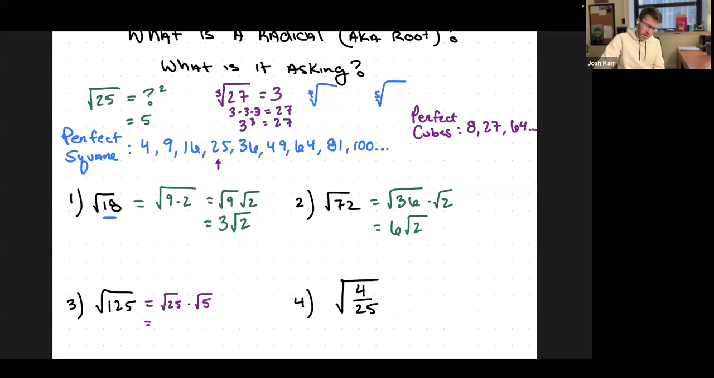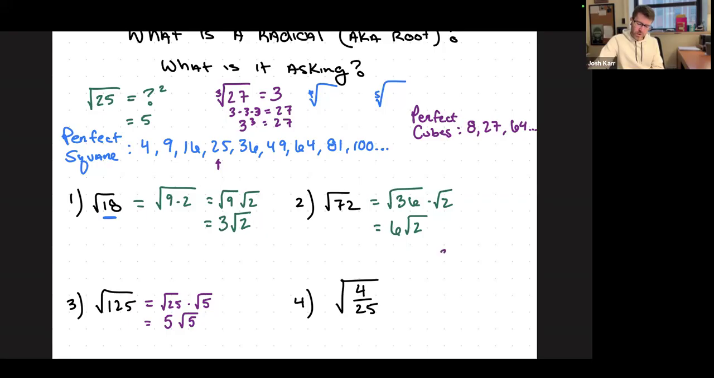The square root of 25 is just the number 5. Square root of 5 does not simplify any further, so we leave it right like that. Okay. All right, next one up is a fraction. I want to break this one down real quickly, right? It's asking what got squared to get me 4/25.